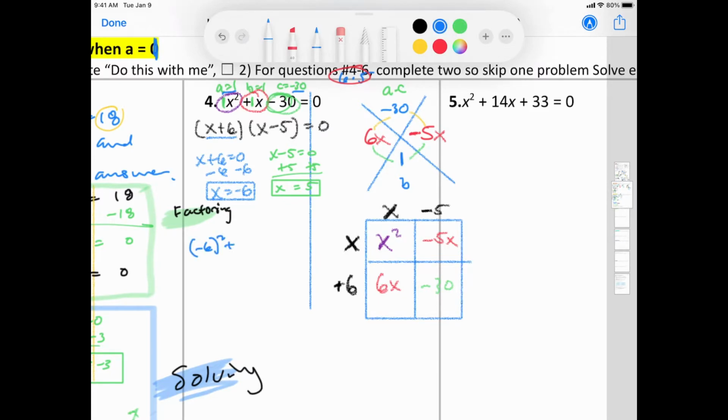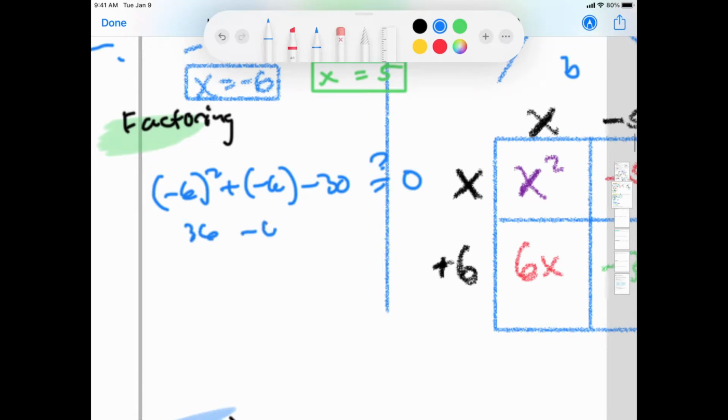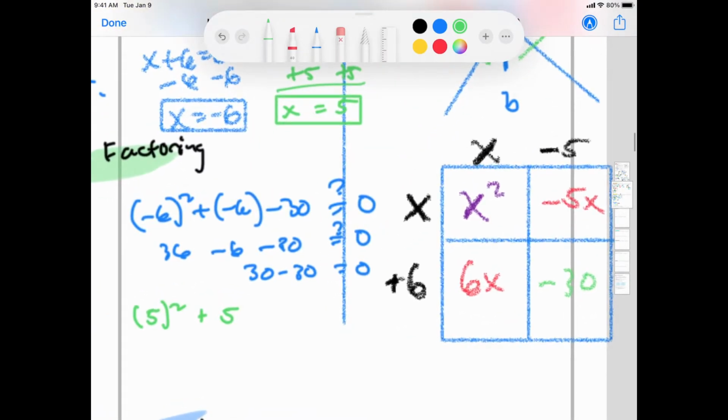Negative 6 squared plus negative 6 minus 30. Does this equal 0? So 36 minus 6 minus 30. And that becomes 30 minus 30, which is 0. Let's try 5. 5 squared plus 5 minus 30, so that is 25 plus 5, which is 30, and 30 minus 30 equals 0. So that checks, that is true. Okay?